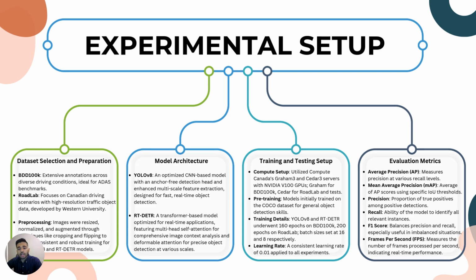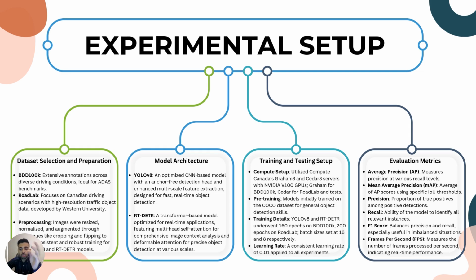Specifically, YOLOv8 and RT-DETR were trained for 160 and 200 epochs on BDD100K and RoadLab respectively, with batch sizes of 16 for YOLOv8 and batch sizes of 8 for RT-DETR to accommodate for the memory constraints. We maintained a fixed learning rate of 0.01 across all the experiments to ensure consistency in training conditions.